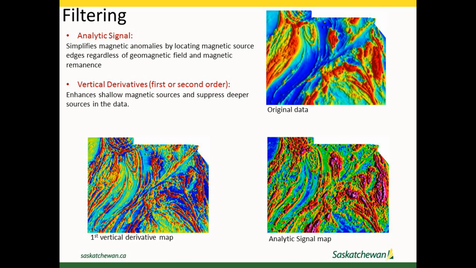Vertical derivative, first or second order. What it does is remove the effect of deeper sources, so we have high frequency information enhanced in this map. It's useful to look at the first vertical derivative for source edge detection and to locate the shallow source anomalies.